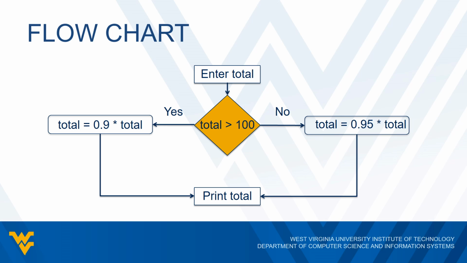So we take that result and store it back into total, then we go down to the bottom, and we would print our total, which would be the 90% value or the 10% discount. Now let's say the answer to our question is no. So we're going to go right to the no part, and we're going to do our 5% discount, which we've seen before. So we just multiply our total by 0.95, store that back into total, and then we would print our total.